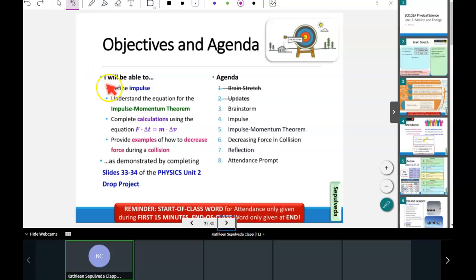All right, so let's talk about what we're going to cover today. We're going to define impulse, and we're going to understand the equation for impulse and the momentum theorem. We're going to complete calculations. And then, obviously, look at this: force times the change in time equals mass times the change in velocity. Don't get nervous about this equation. It's pretty easy as soon as we start doing a couple of examples. We're also going to provide examples of how to decrease the force during a collision. We're going to do all of this through project slides 33 and 34 in class today.